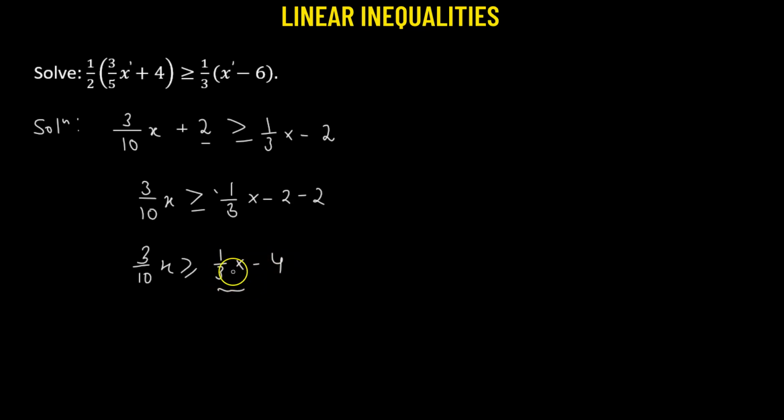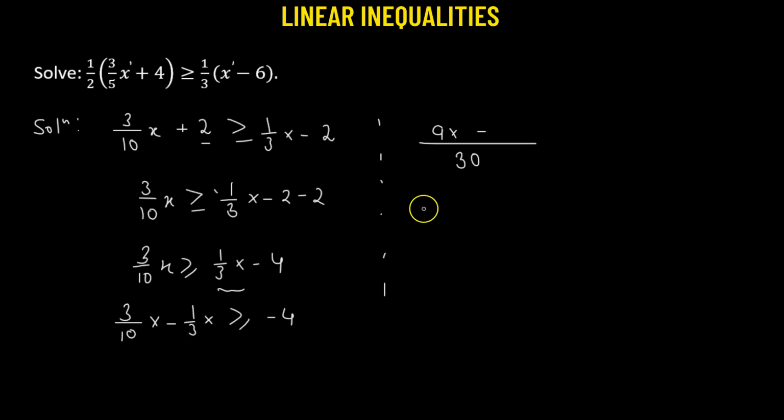Now we will transpose 1/3 of x from the right hand side to the left hand side. So we'll have 3/10x minus 1/3 of x greater than or equal to -4. So let's combine the two terms on the left hand side. The least common multiple of 10 and 3 is going to be 30. So in the numerator we have 3x, so this will become 9x minus, in the denominator we have 3, so this means in the numerator we'll have 10x. So this is greater than or equal to -4.